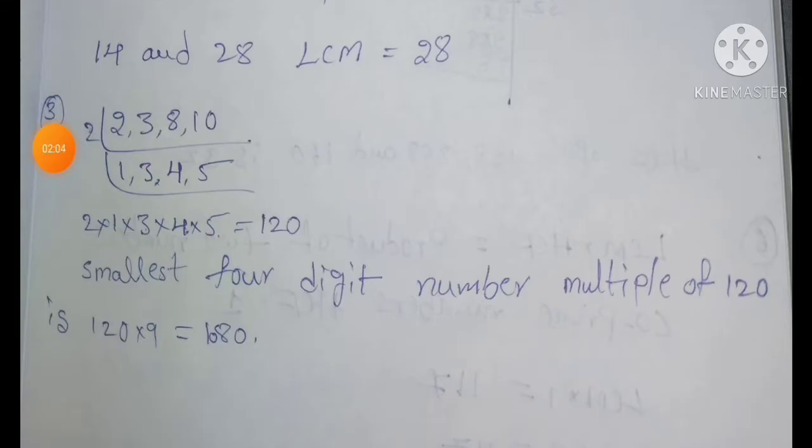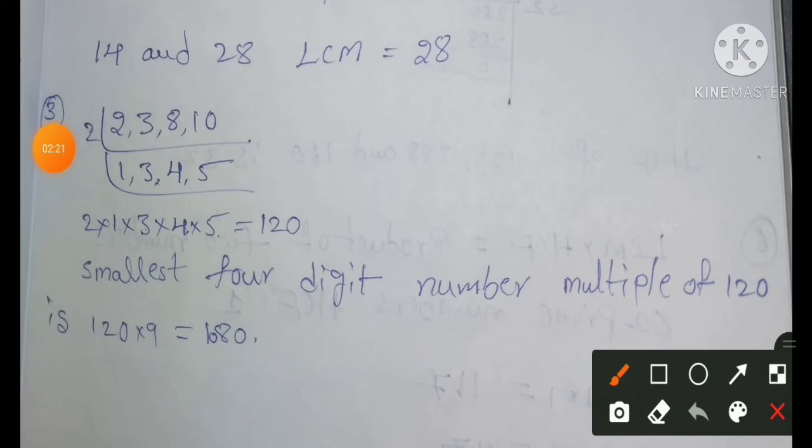Next, what is the 4-digit smallest number which is completely divisible by 2, 3, 8, 10? So first we need to find the LCM of 2, 3, 8, 10. That will be a common multiple for 2, 3, 8, 10, the smallest common multiple. So that is nothing but 120. LCM of 2, 3, 8, 10 is 120.